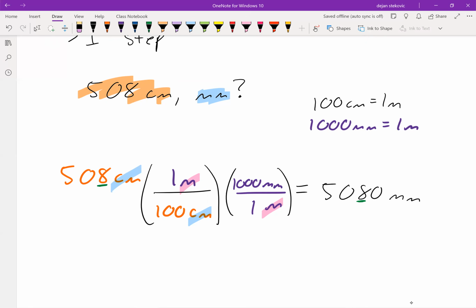Now, could you have done this in one step if you knew the conversion between centimeters and millimeters? Yes, you could have. But there's not really any reason to memorize more than what I told you to memorize, so you can do it in 2 steps. If you really want to do it in 1 step, that's fine. You would just need to know that every 10 millimeters is equal to 1 centimeter, right? That would allow you to do it in 1 step. Overall, again, this is just practice.